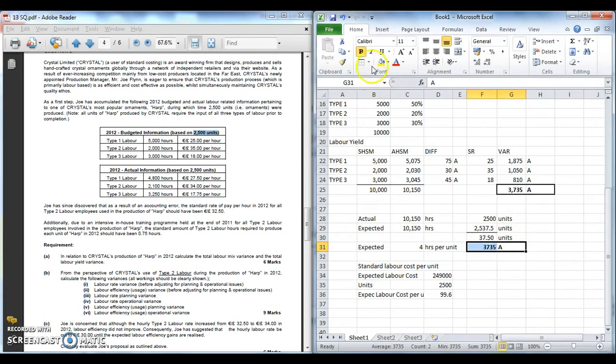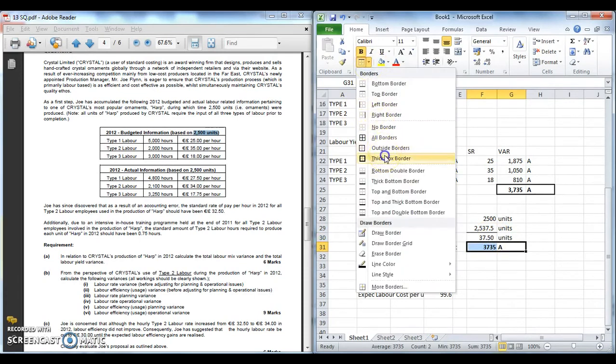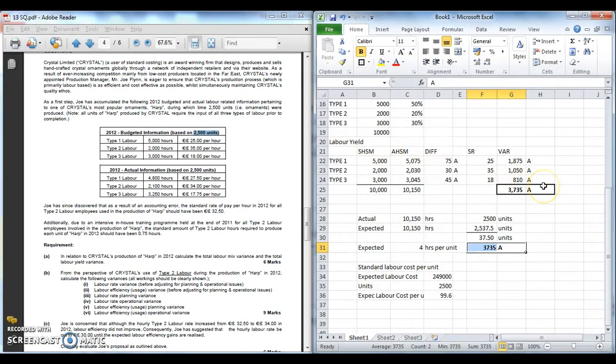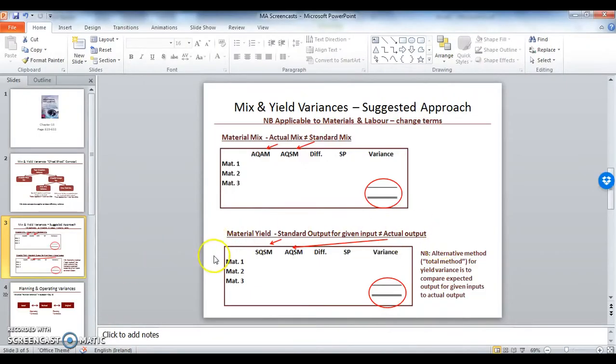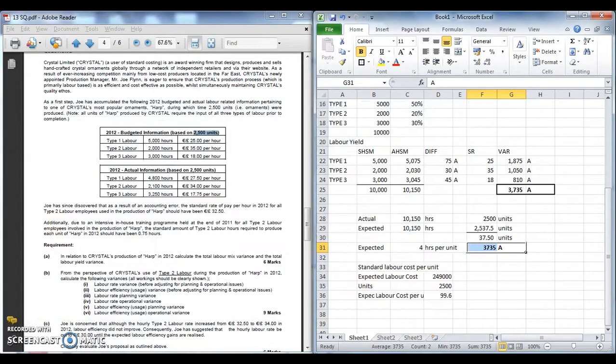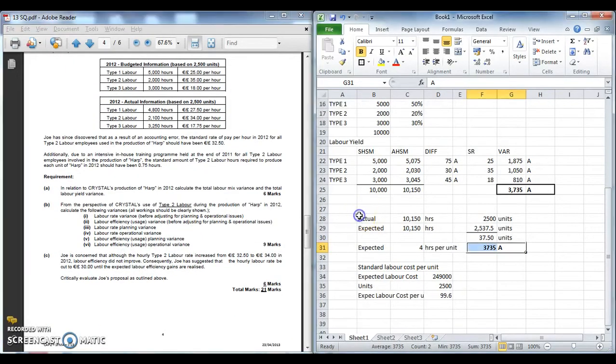And note that 3735 equals the 3735 that we calculated using the tabular method. So again, either are acceptable. This one is probably a bit shorter if you know how to go about it, but again, just make sure you're comfortable with using both approaches. Right? So again, that's getting back to the tabular method, but also there's a total method as well. So that's part A for 6 marks.